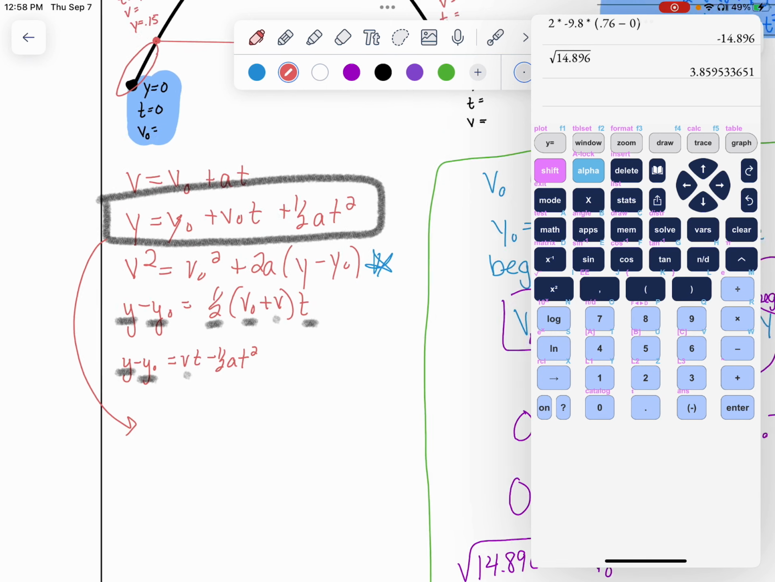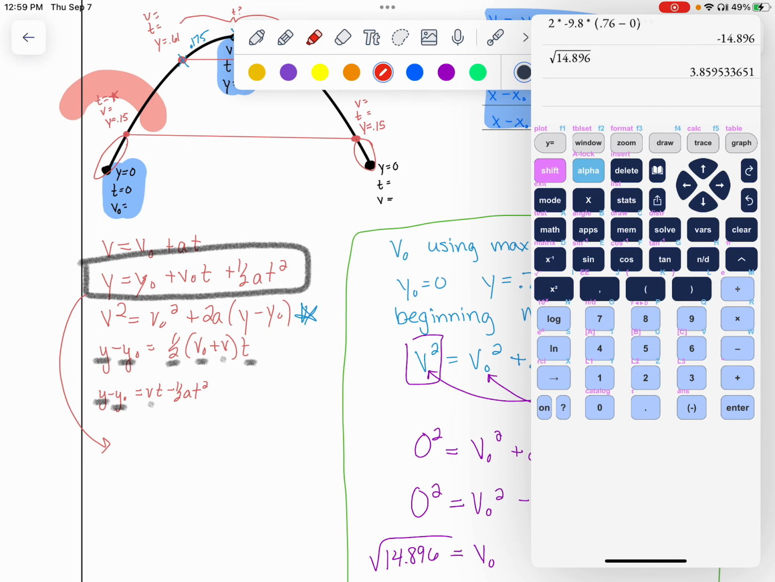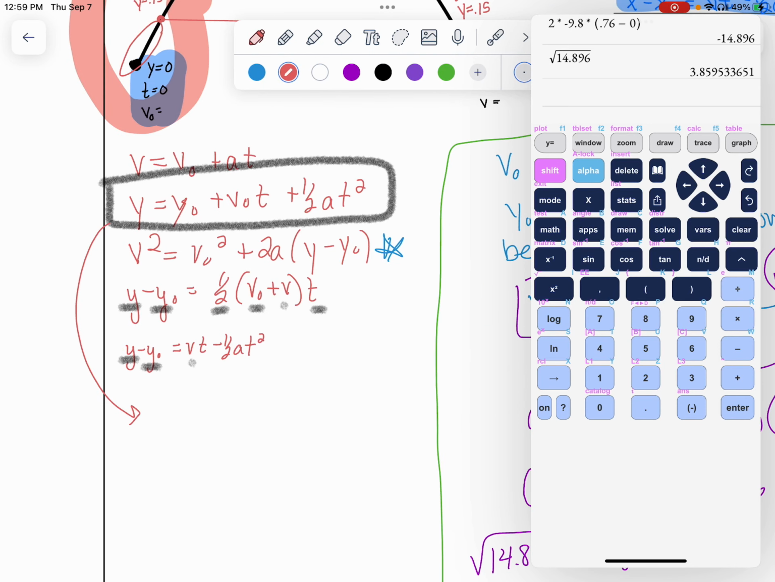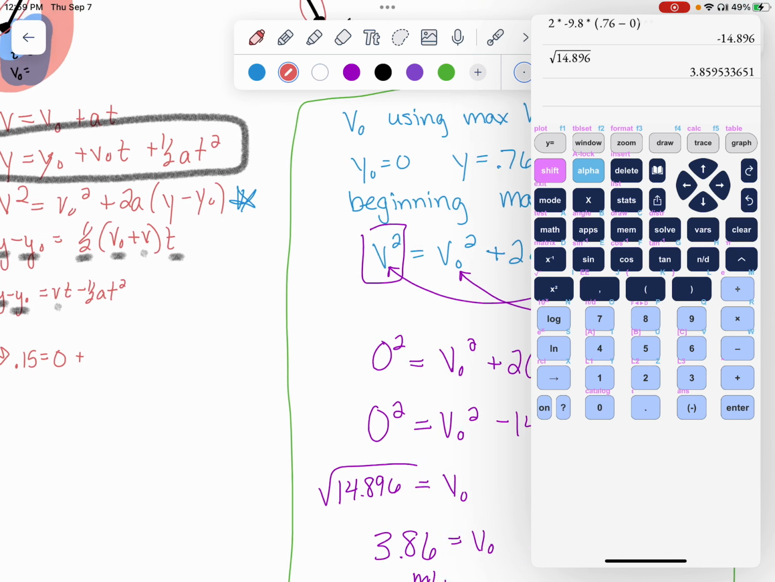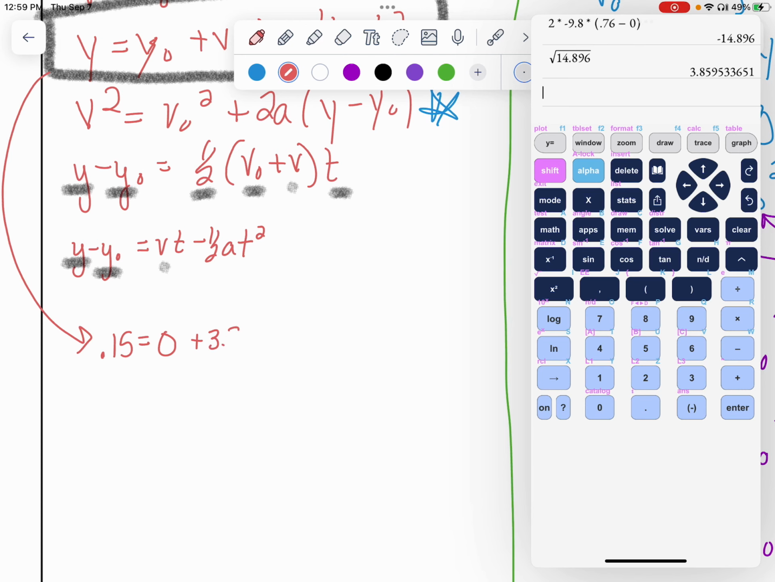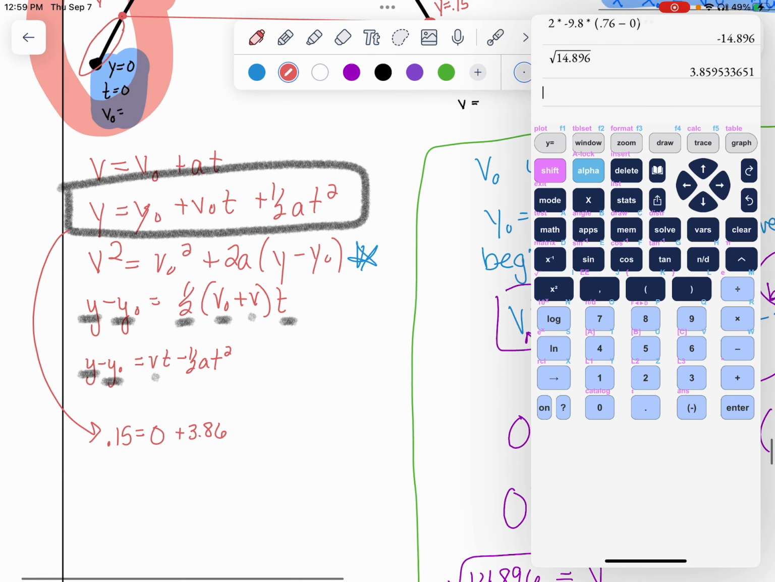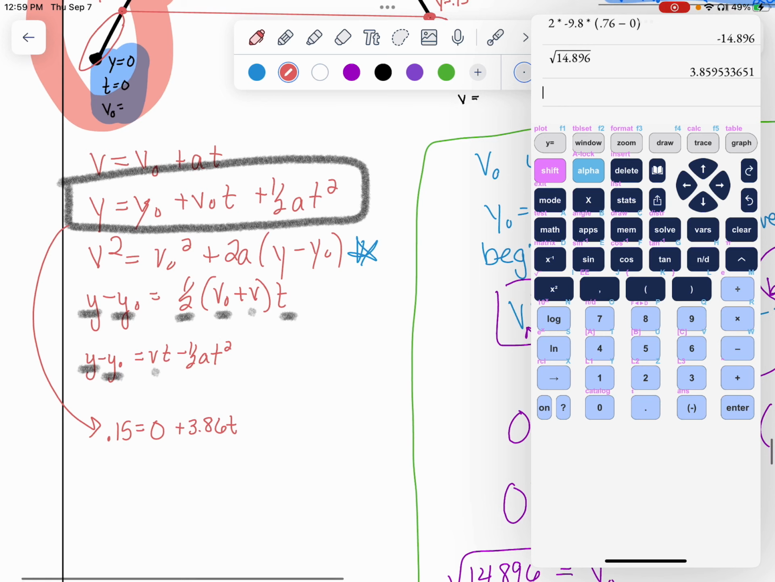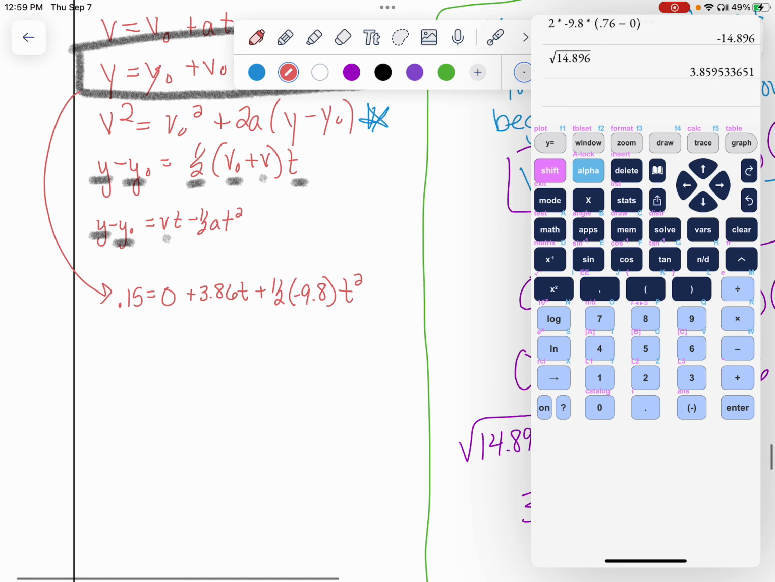All right. In this area right here, my ending y is 0.15 equals my beginning y, which was 0, plus my original velocity, 3.86, times my time, which is unknown, plus 1 half negative 9.8 t squared. Okay. I'm going to set 0.15 equal to 0. This is quadratic, so you'll have to use your quadratic formula. That would be 0 equals negative 4.9 t squared plus 3.86 t minus 0.15.